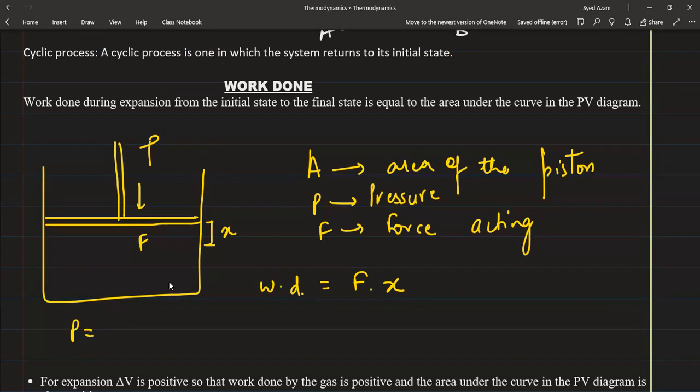Ma'am, can you repeat? Formula of pressure. Half mv square. How much?